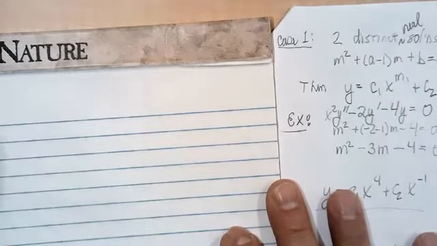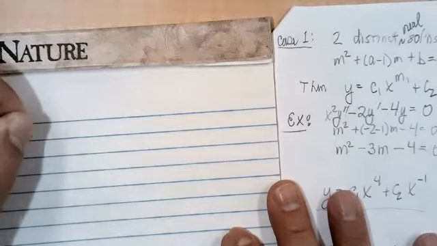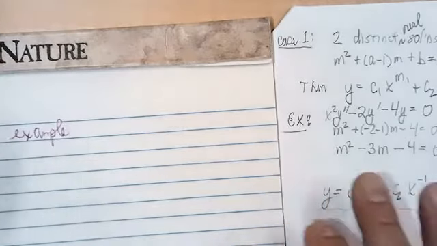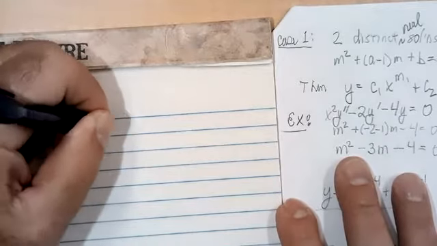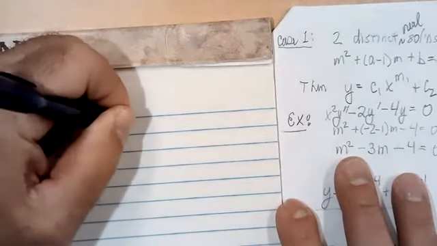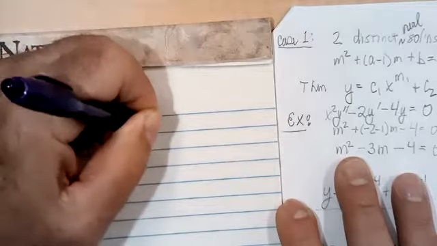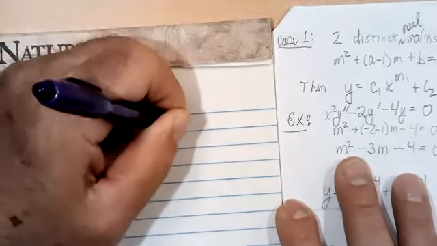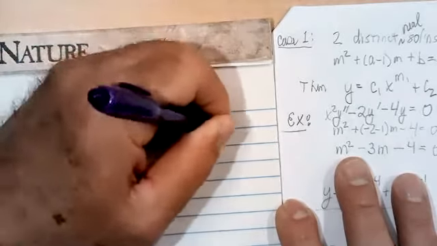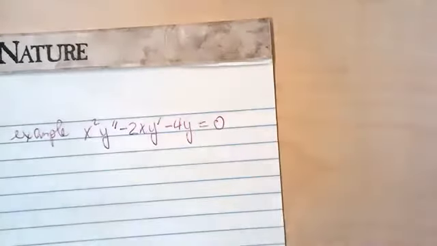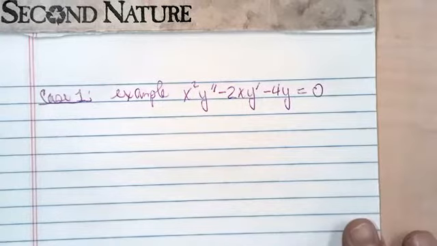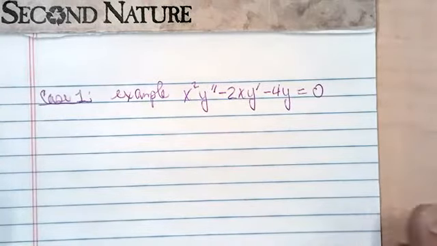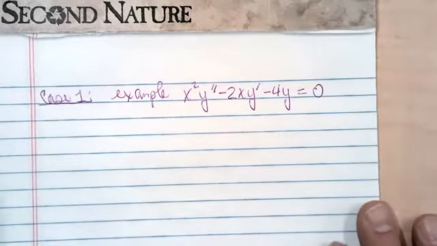So case 1, and for an example, suppose we had this one right here, x squared y double prime minus 2x y prime minus 4y equals 0. And I hope that I got one of the right variety. We can solve it no matter what, but I'm hoping this is a case 1 example.